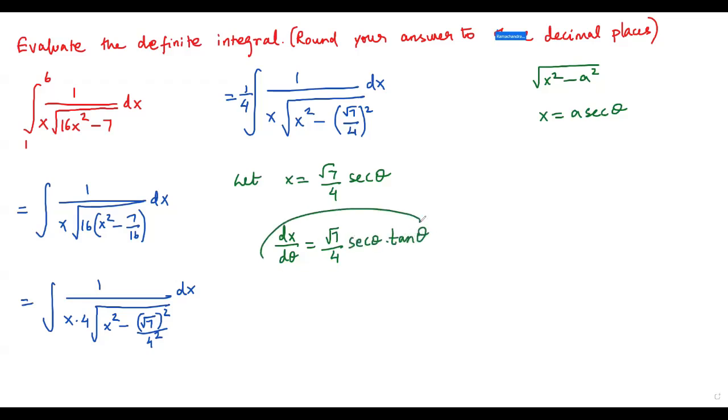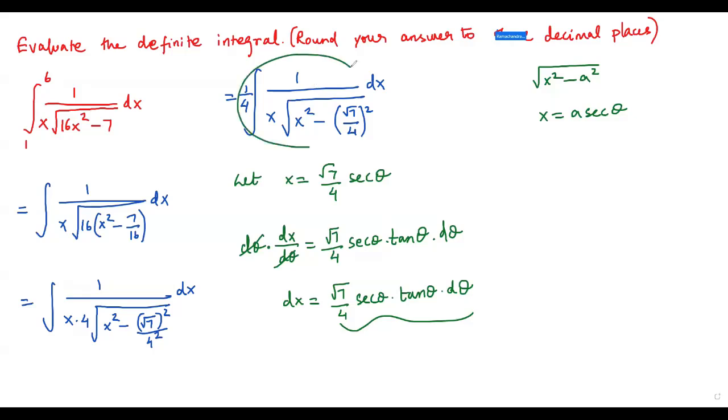Okay, now to solve for dx in this equation, I have to get rid of the d theta in the denominator. So for that, I multiply both sides by d theta. Let me do it. When I do so, this d theta will cancel. I'm getting dx equals square root of 7 over 4 times secant theta times tangent theta times d theta. Okay, now I got the stuff that is equal to dx, that's over here.